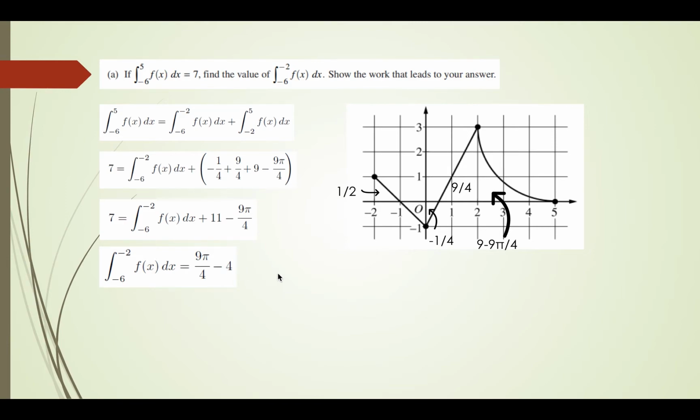All right, moving on to part B. Evaluate the integral from 3 to 5 of 2 times f prime of x plus 4 dx. So the first thing I'm going to do is break this up into two integrals. I'm going to integrate this piece and this piece separately.